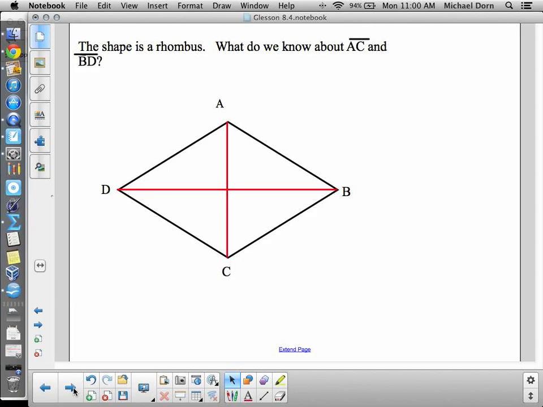Yeah, what do you guys think? Okay, they're perpendicular, yes. Those diagonals are perpendicular. What's another fact? They do bisect each other because it's a parallelogram, and so the properties of parallelograms apply. So we know it's a right angle. We know they bisect each other. What else do we know?